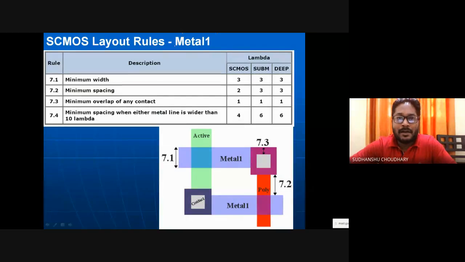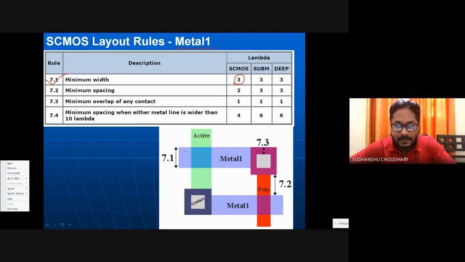For metal 1, I have a rule that the minimum width of the metal 1 line should be at least 3 lambda. That is this width. Here, the blue one is metal 1. So the width of this metal line should be minimum 2 lambda. So that also applies, here it is 2 lambda. Then minimum spacing should also be equal to 2 lambda.